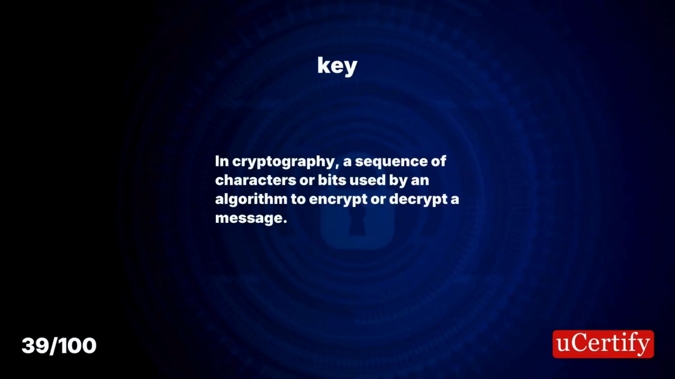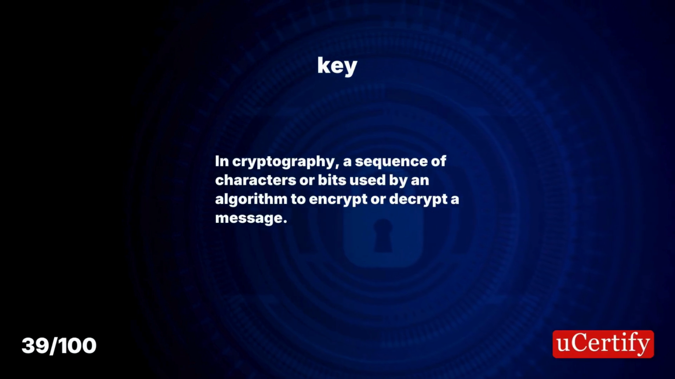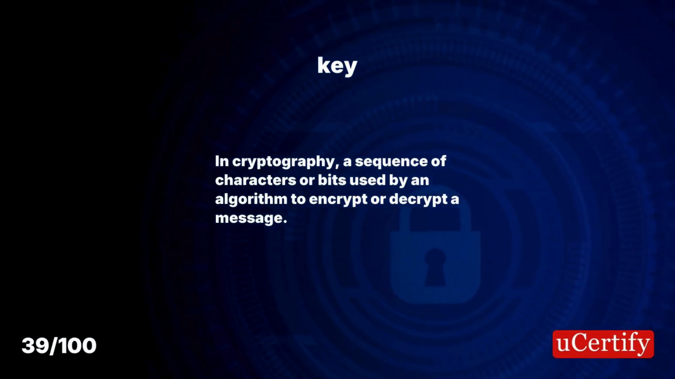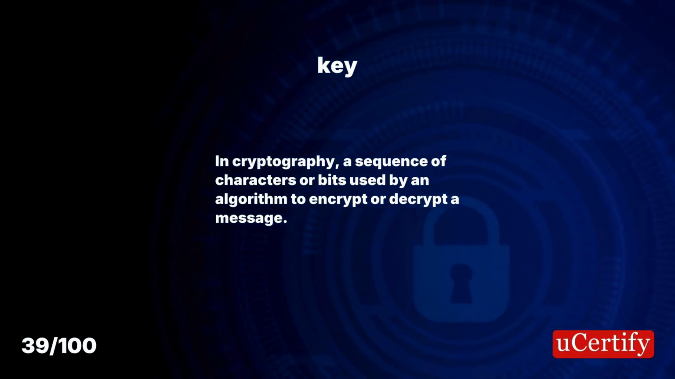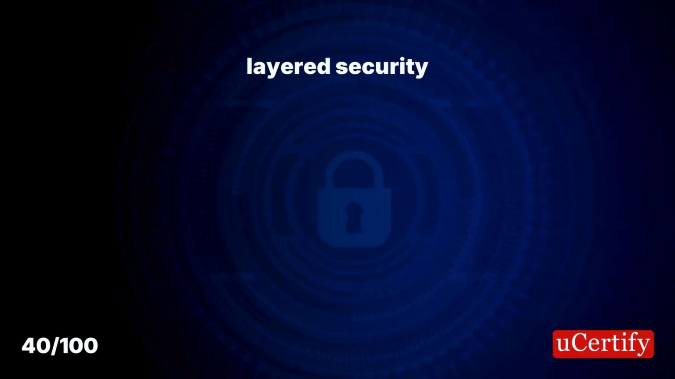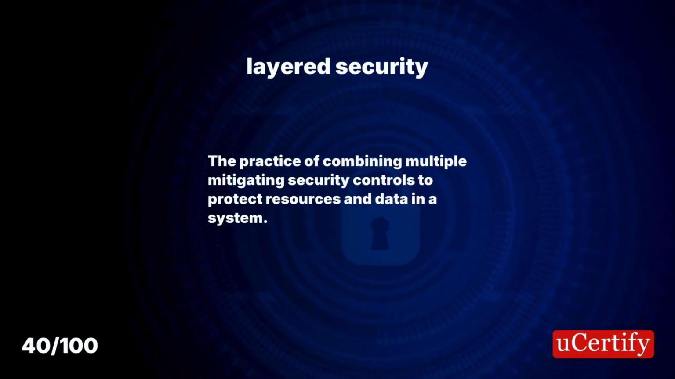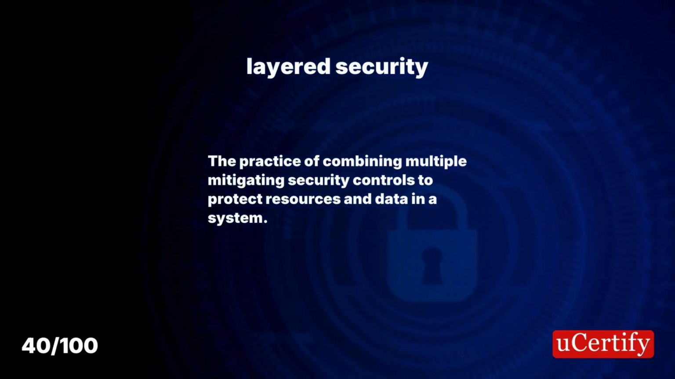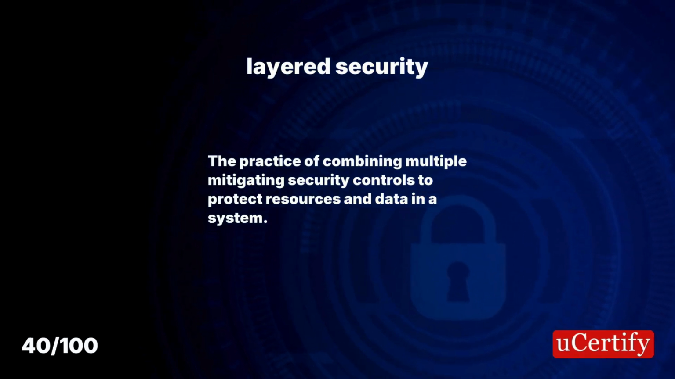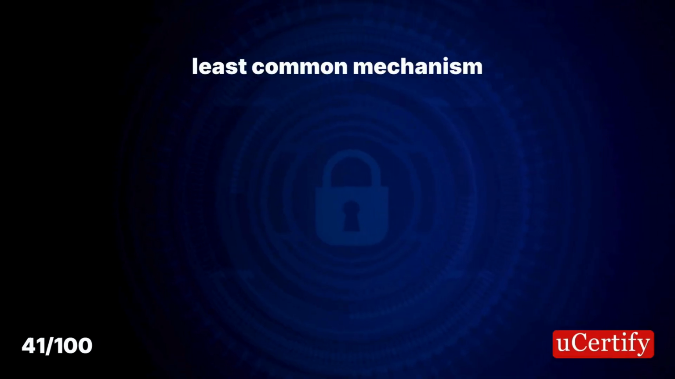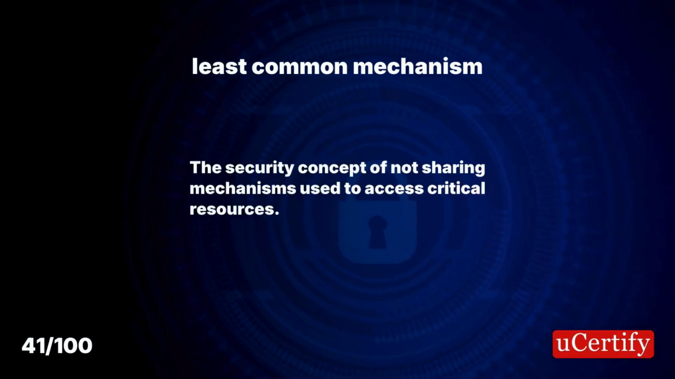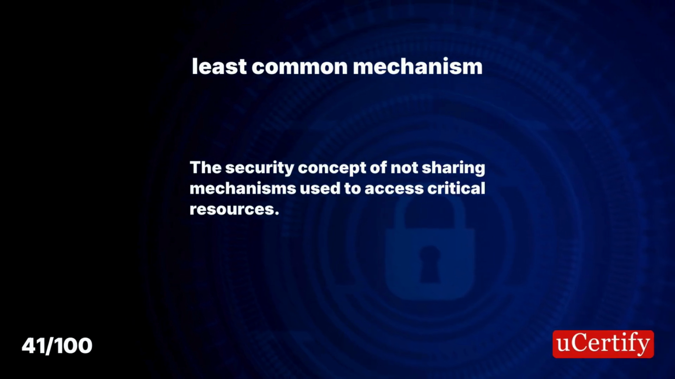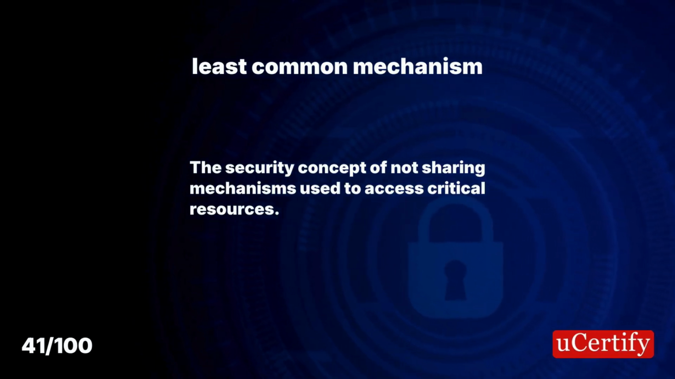Term, Key. Definition, in cryptography, a sequence of characters or bits used by an algorithm to encrypt or decrypt a message. Term, layered security. Definition, the practice of combining multiple mitigating security controls to protect resources and data in a system. Term, least common mechanism. Definition, the security concept of not sharing mechanisms used to access critical resources.